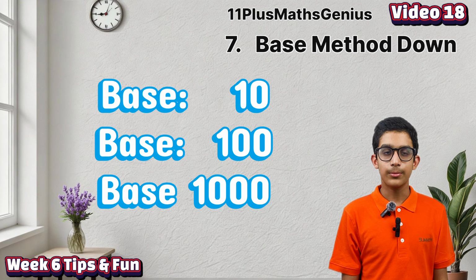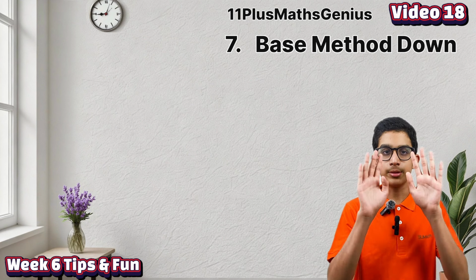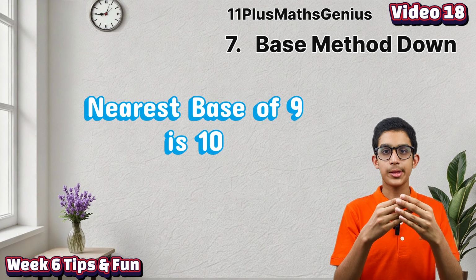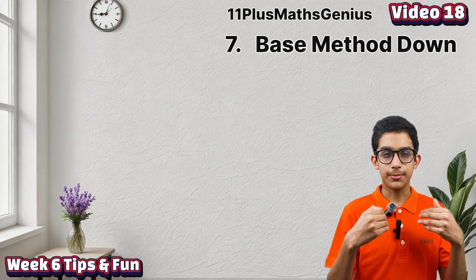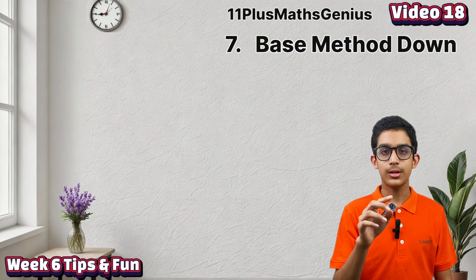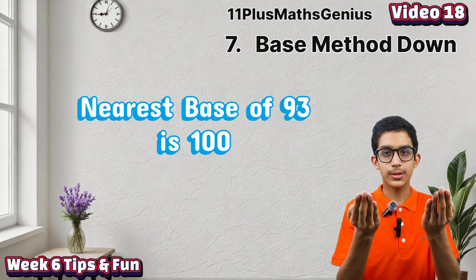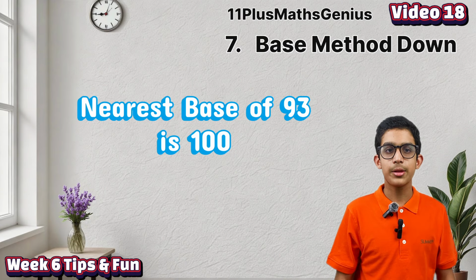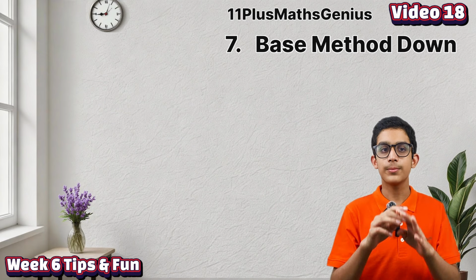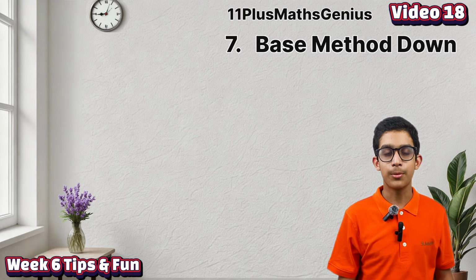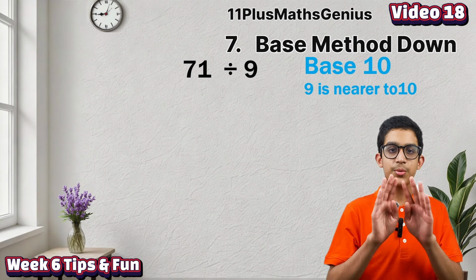For example, if the divisor is 9, its nearest base is 10. 9 is 1 less than 10, so we divide by 1. Similarly, 93 is 7 less than 100. So, we divide the dividend by 7 only. Let's have some examples. 71 divided by 9.